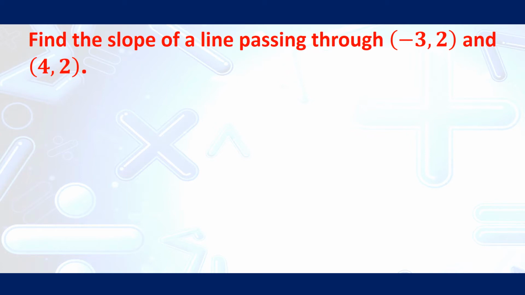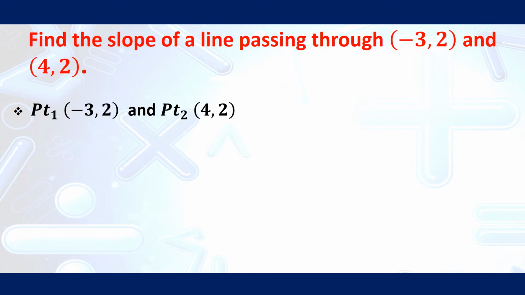Another example is find the slope of a line passing through (negative 3, 2) and (4, 2). Point 1 is at (negative 3, 2) and point 2 is at (4, 2). X sub 1 is equal to negative 3 and y sub 1 is equal to 2. X sub 2 is equal to 4 and y sub 2 is equal to 2.